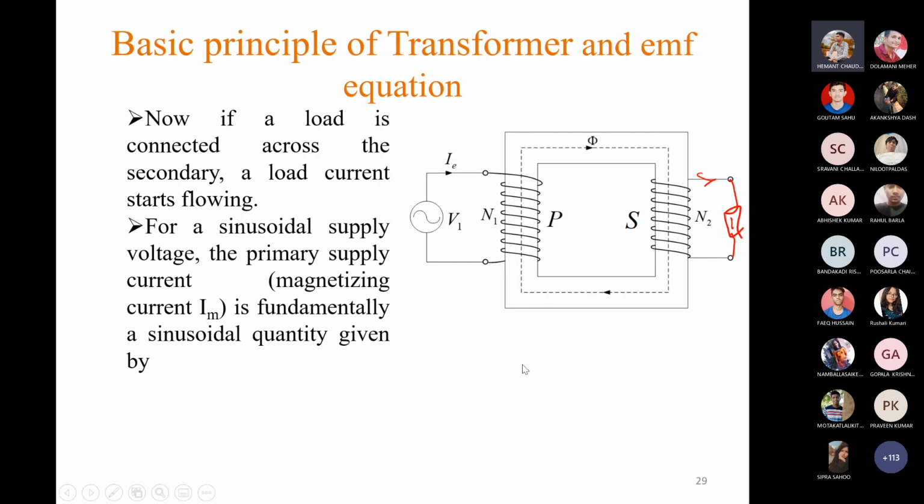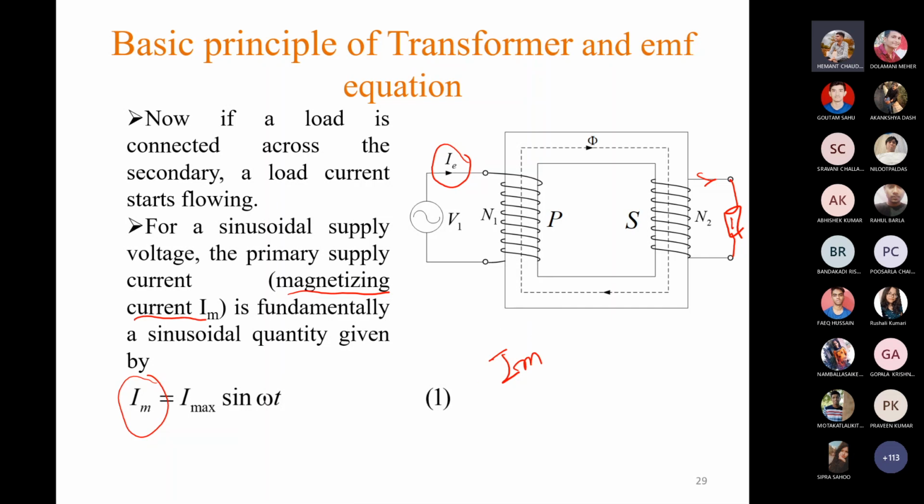Let us consider the current produced by this alternating voltage source. So let us consider the current expression as Im equals Imax sin omega t. Now you can see in the diagram we are showing the current as Ie, but we are writing the expression as Im. Why are these two currents different? Actually, when there is no load across the secondary side, to establish the flux we require a current which is Im only. This current is called the magnetizing current.